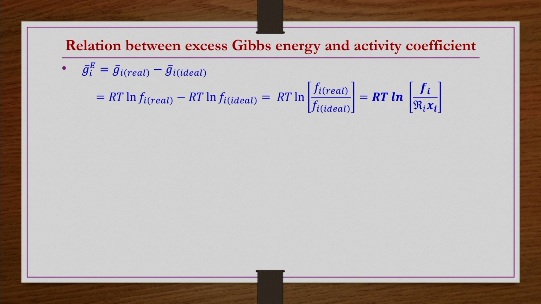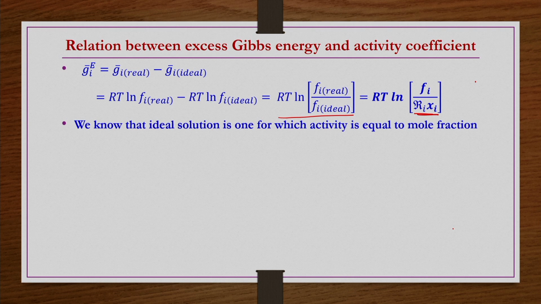And then, if you want the excess partial molar Gibbs energy, that should be Gi bar minus Gi bar ideal. We have seen Gi bar real is nothing but RT ln Fi real, and Gi bar ideal is nothing but RT ln Fi ideal. So, you substitute here and simplify, then you have Gi bar excess is RT ln Fi real by Fi ideal. If you substitute Ri xi for Fi ideal, then we get Gi bar excess equals RT ln Fi by Ri xi.